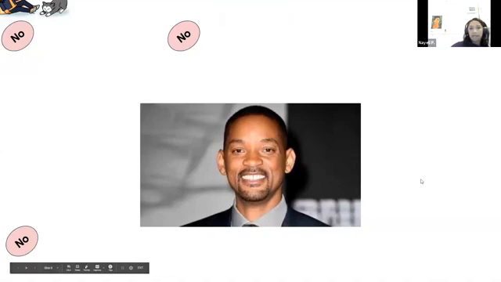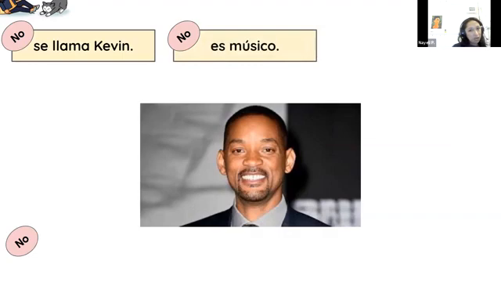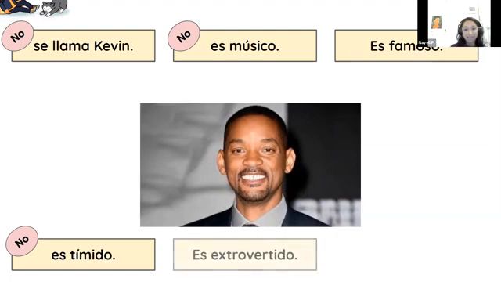So Will Smith, no se llama Kevin, se llama Will Smith. No es músico, es actor, es famoso. No es tímido. Es guapo y no es tímido. Es extrovertido. That's the opposite. Es extrovertido. He's extroverted. Es extrovertido.